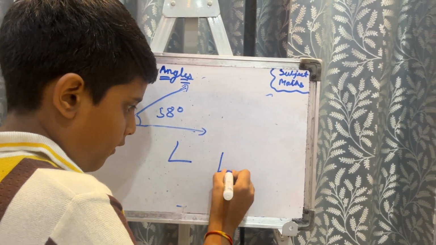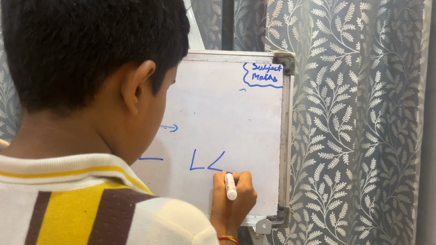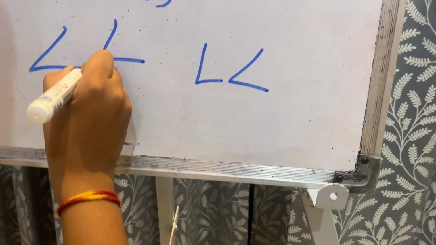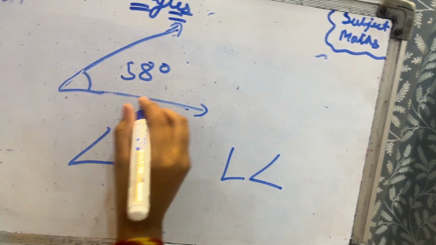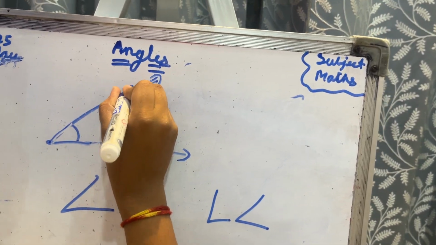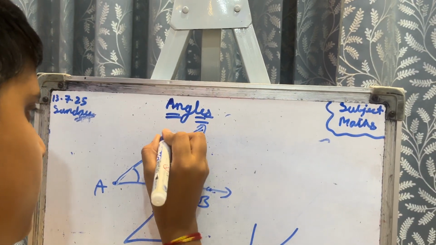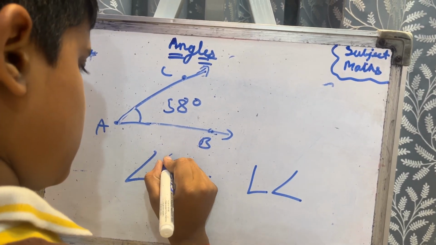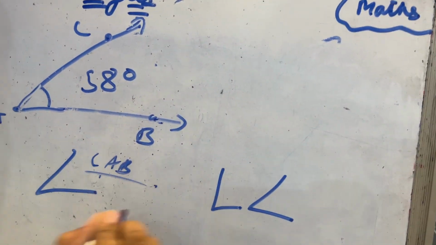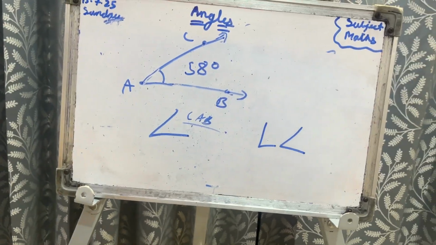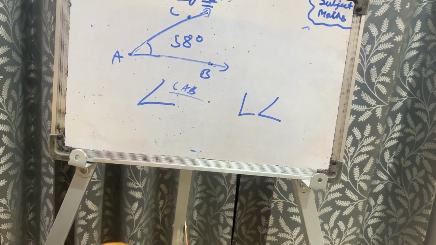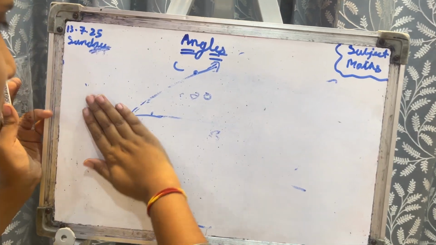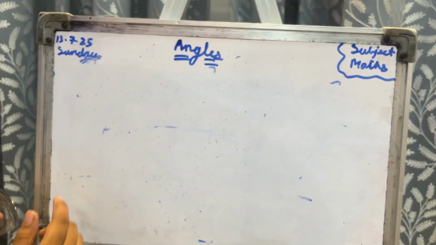See, not a perfect line, not like this. First tilt and straight, and write this: angle ABC, angle CAB. Okay, this is also an angle. And now I have told you how to measure it. So now first we will do some practice.